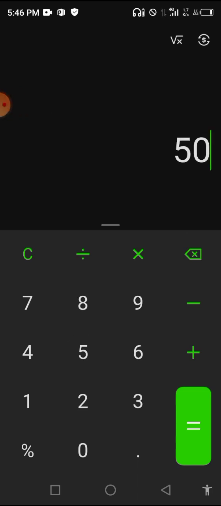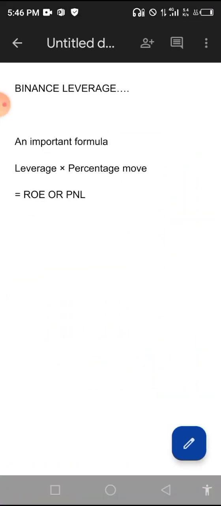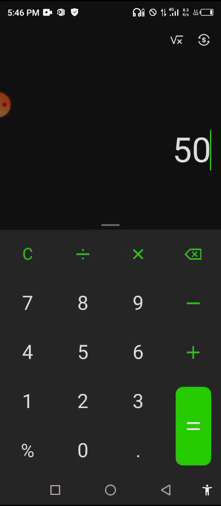If you're on 50x leverage and your stop loss is 2%, you have lost 100% of your capital. Do you understand? So the ultimate formula is just your leverage multiplied by your percentage move. That percentage move can be your SL percentage or your take profit percentage. Let's say you use 50x leverage and your take profit is 2%. You have made 100% of your capital. And if it goes back and hits your SL of 2%, you have lost 100% of your capital. So it is as simple as that.